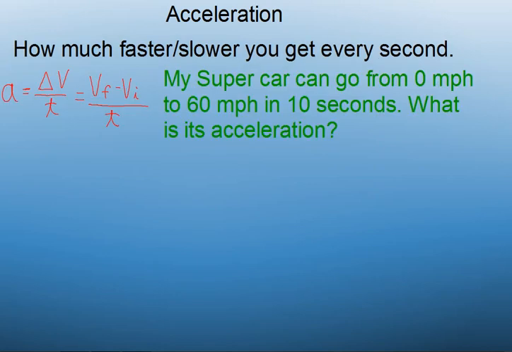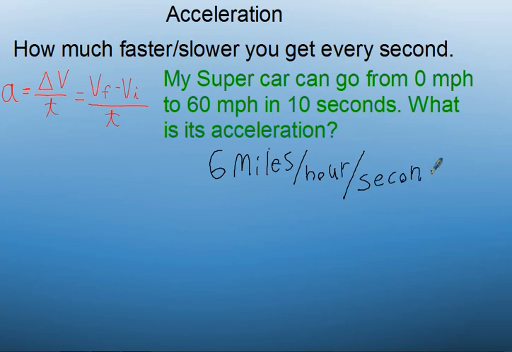So for a very basic problem, my supercar can go from 0 miles an hour to 60 miles an hour, and it takes it 10 seconds to do that. What is the acceleration of the car? You can probably crank this out in your head without even writing anything down, right? It's just going to be, well, it got 60 miles an hour faster, and it took it 10 seconds to do it. So for every second that went by, you got 6 miles per hour faster. Or in other words, your acceleration was 6 miles per hour per second, right? For every second, you got 6 miles an hour faster.